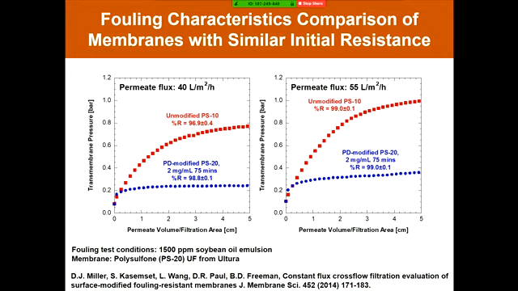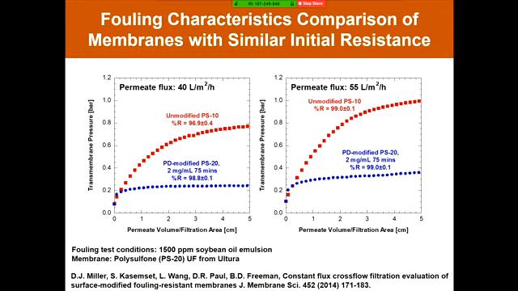And so we've been studying the use of these modified membranes to improve the fouling resistance to this very dirty water. And what's being shown here are a couple of experiments, one run at a constant permeate flux of 40 liters per square meter per hour, and one at somewhat higher values.